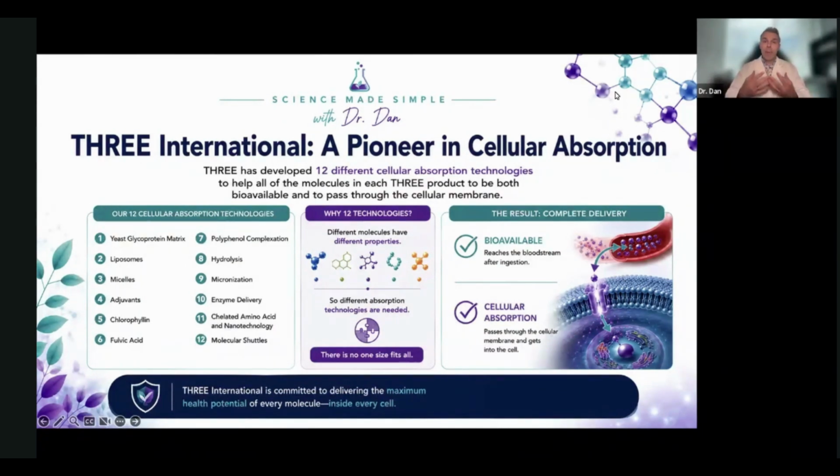And in my career, I've been studying cellular absorption for over 15 years. In fact, when I first started in science and technology, I was synthesizing pharmaceutical drugs. And at that point in time, I realized that the drugs that I was making weren't bioavailable. They weren't being absorbed into the cell. So in addition to developing technologies to synthesize drugs, I also developed unique technologies to make sure that these drugs could get into the cell.